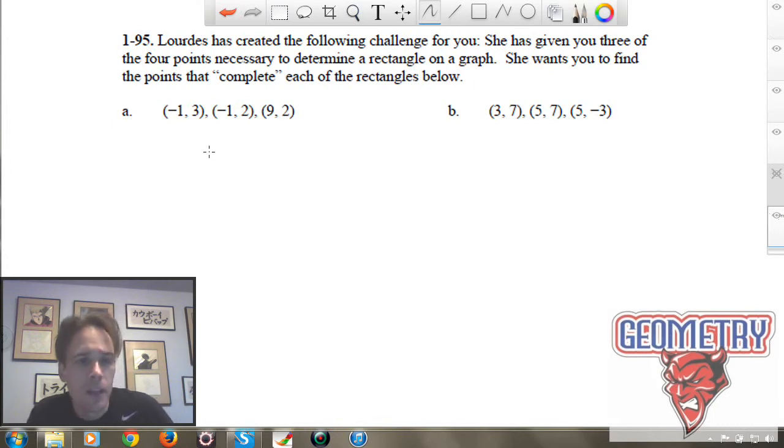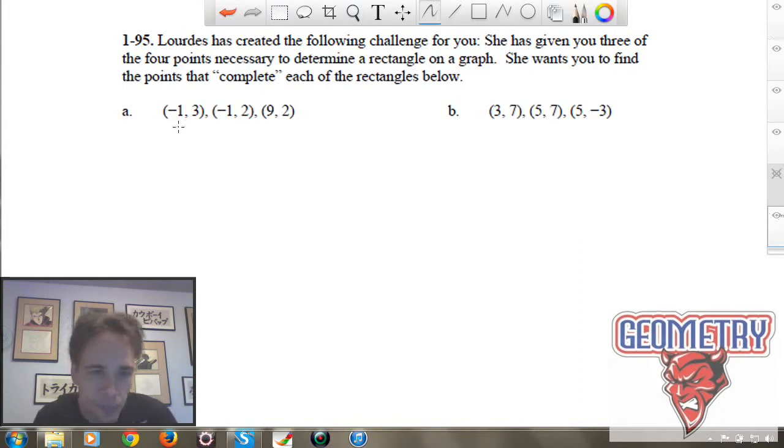So the problem has created the following challenge for you. She has given you 3 of the 4 points necessary to determine a rectangle on a graph. She wants you to find the points that complete each of the rectangles below. Okay, well, obviously she doesn't know that we're awesome at geometry, and this is a very little challenge to us.